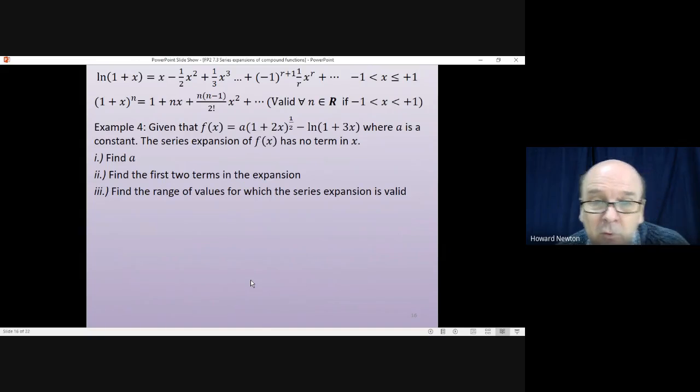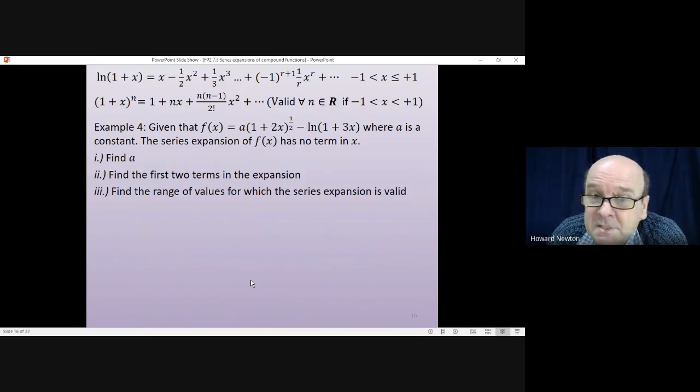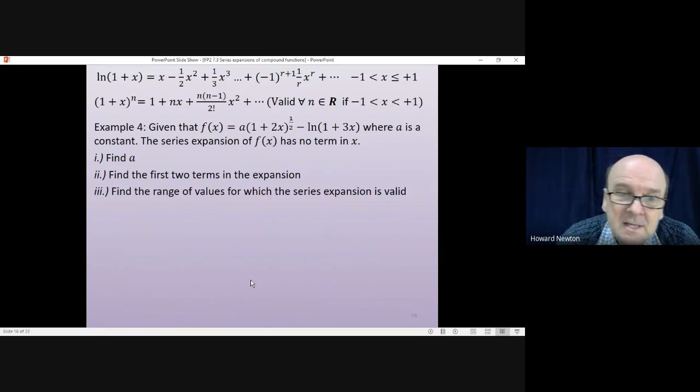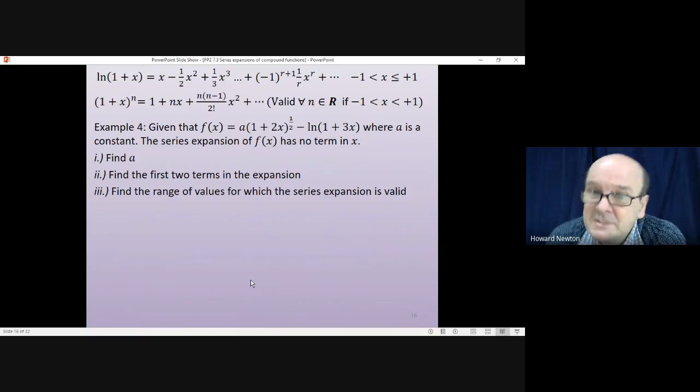Okay, example 4. Given that f of x is equal to a into 1 plus 2x to the half minus the log of 1 plus 3x, where a is a constant, we're told that the series expansion of this function has no term in x. Using that information, we're asked to work out what a must be. We're then asked to work out the first 2 terms in the expansion and then write down the range of values for which the series expansion is valid. Okay, I'll let you have a go at working your way through this. So pause the video, have a go, and then come back to me again when you're ready.